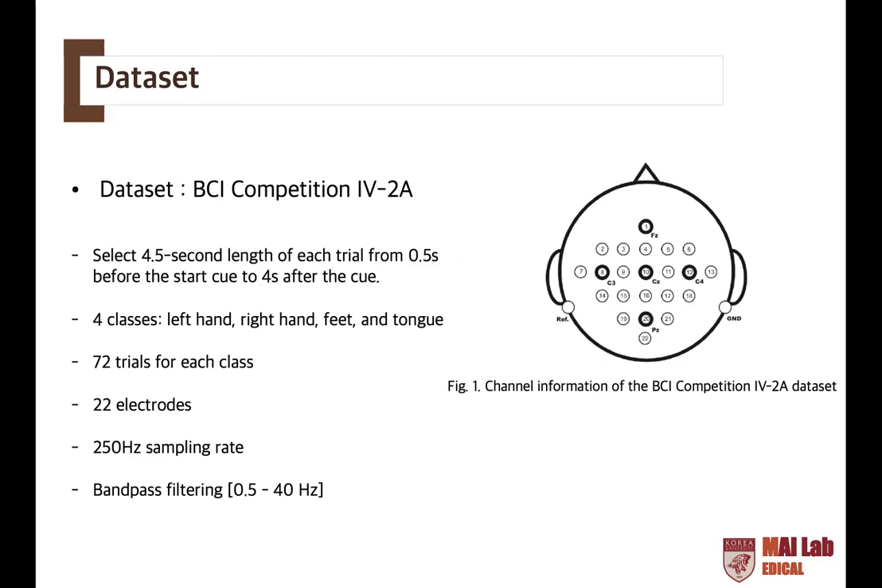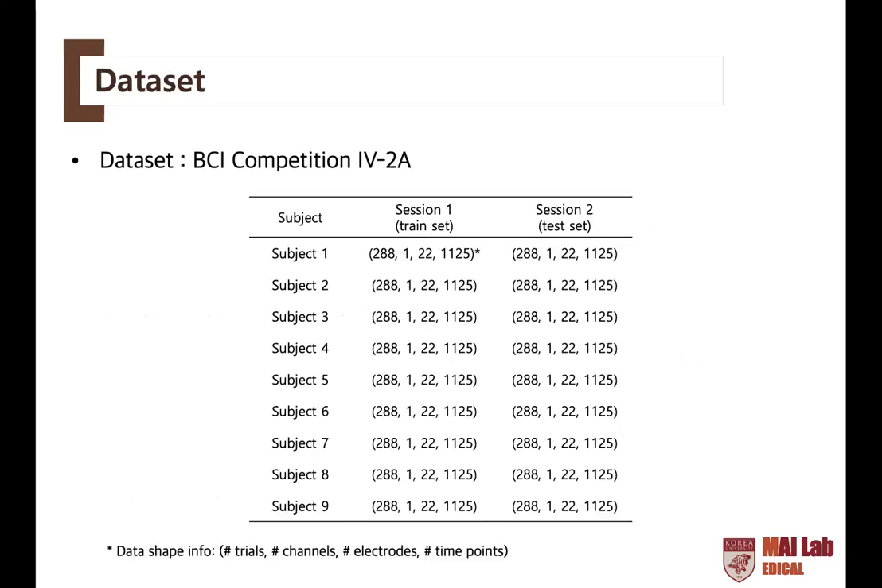Finally, we applied a bandpass filter between 0.5 and 40 Hz. There are 2 sessions in this dataset. The first session will be used for training the network, while the second session will be used for evaluating the network. There are 9 subjects in this dataset, where the experimental result of each subject should be provided.